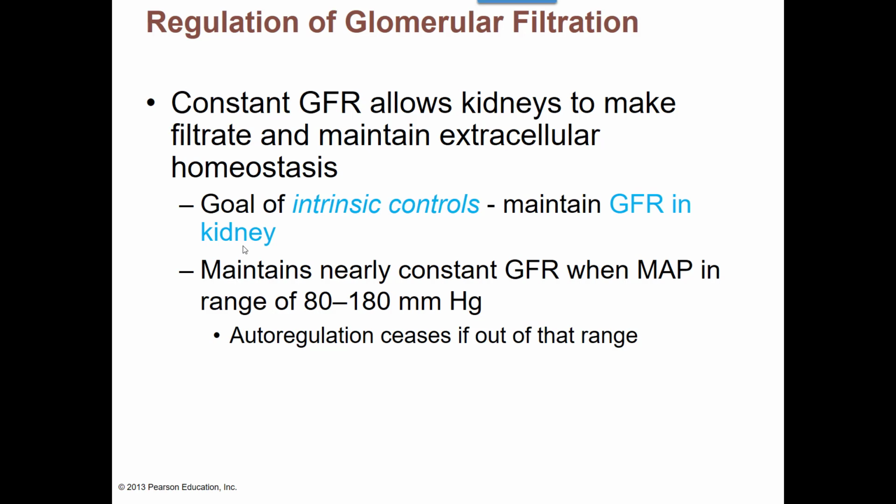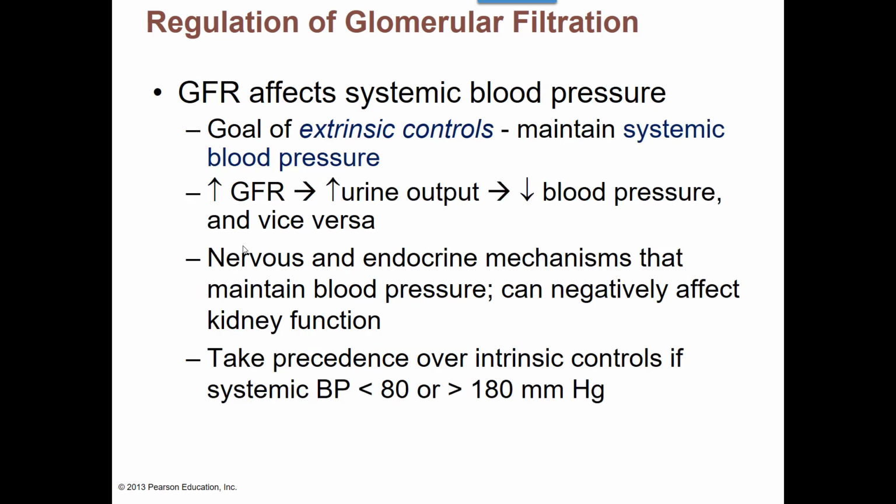That's an intrinsic control. It's an internal control of our urinary system. Now that's if it's between 80 and 180 millimeters of mercury blood pressure. But our filtration rate can also affect our systemic blood pressure. That's an extrinsic control. So our urinary system is not just maintaining our urine, what's in our urinary system controls our blood pressure. It's sad to say, your urinary system controls your blood pressure. And so there is an extrinsic control of your urinary system. That's to maintain your systemic blood pressure.